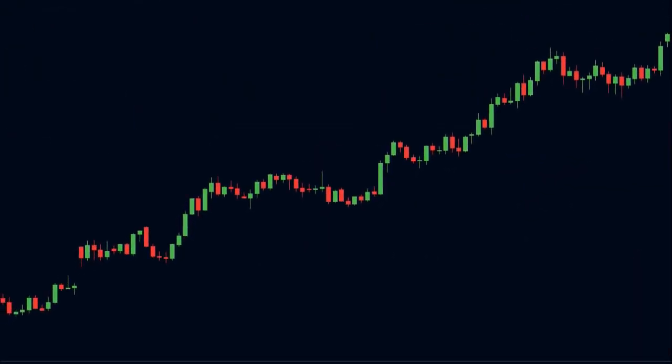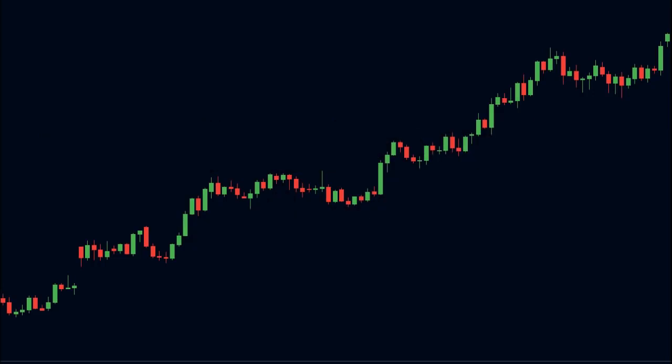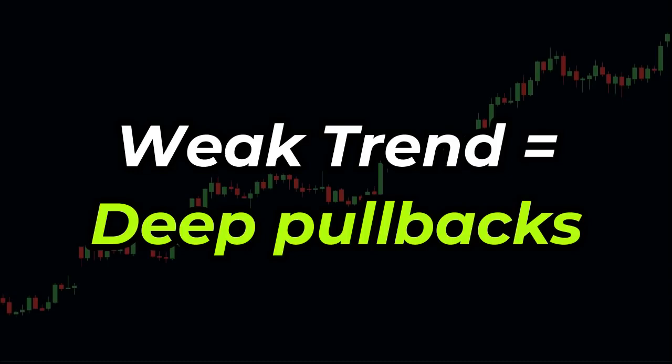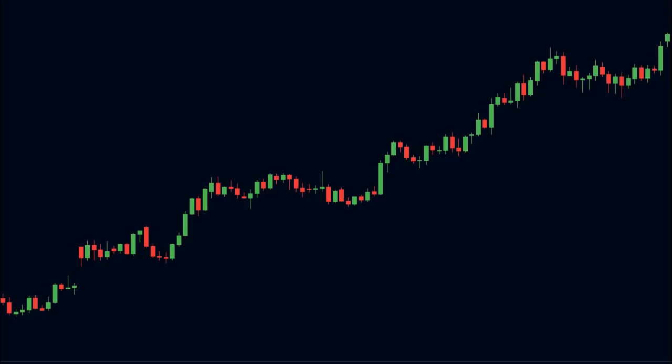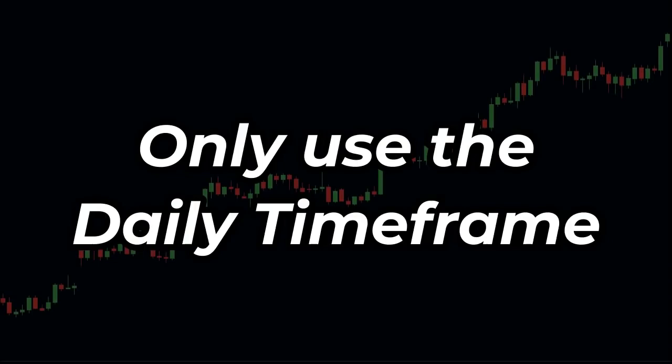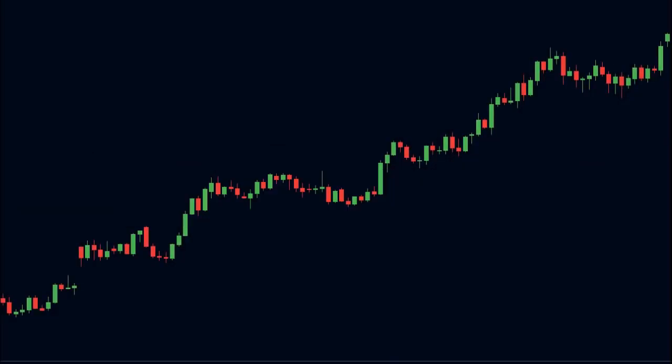So the strategy revolves around a simple price action principle. The principle states that in a weak trend, the pullbacks are deep, and in a strong trend, the pullbacks are shallow. So we will use this principle to formulate our strategy. Since this strategy is a swing trading strategy, we will only use it on the daily timeframe. We will use 3 indicators in our strategy.